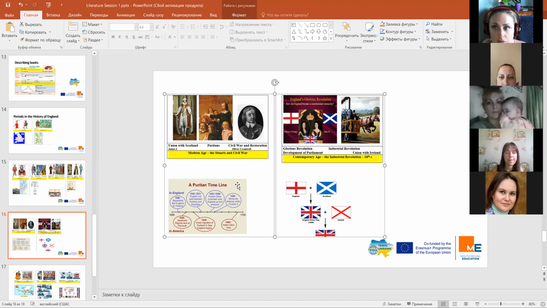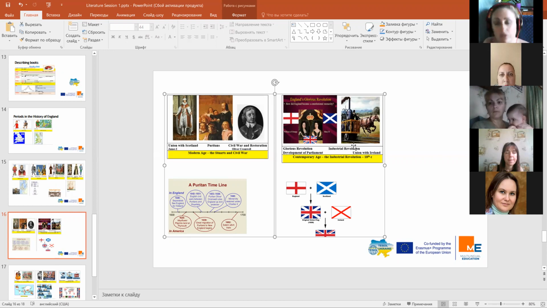Restoration means the restoration of the monarchy. Yeah, the monarchy was restored, but the monarchy greatly lost its rights. And the constitution, you know that in England there is no constitution, but the laws that were taken by the parliament. So these laws actually restricted the monarchy. And since that time, we already can talk about constitutional monarchy. So monarchy became what we see now.